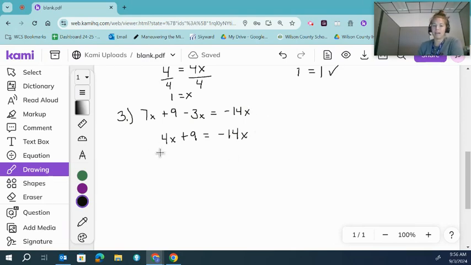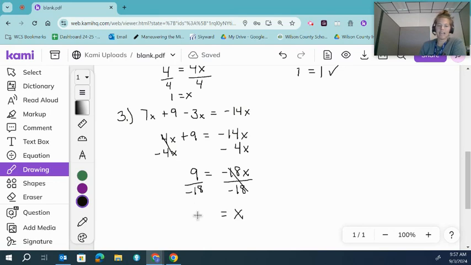Again, combining my like terms, whatever I do to one side, I have to do to the other. I'm going to subtract 4x so I can get the variables on the same side. That leaves me with 9 equals negative 18x. Again, solving for x, divide by negative 18. That gives you x equals negative 1 half.